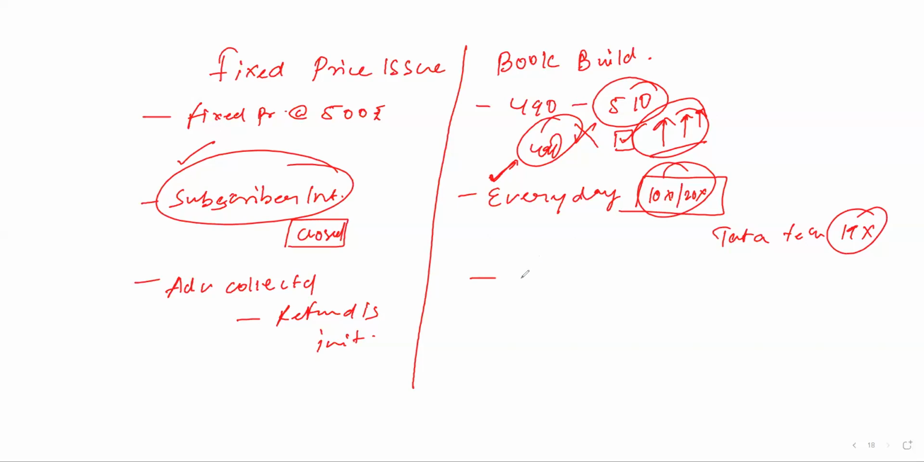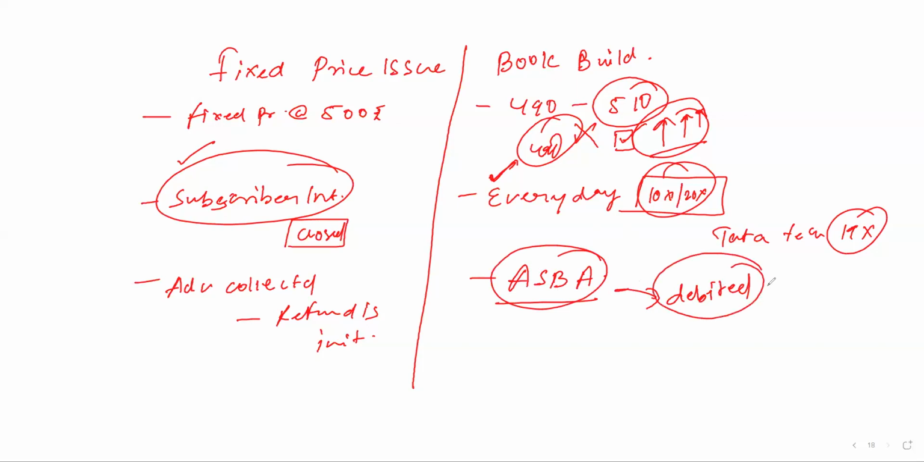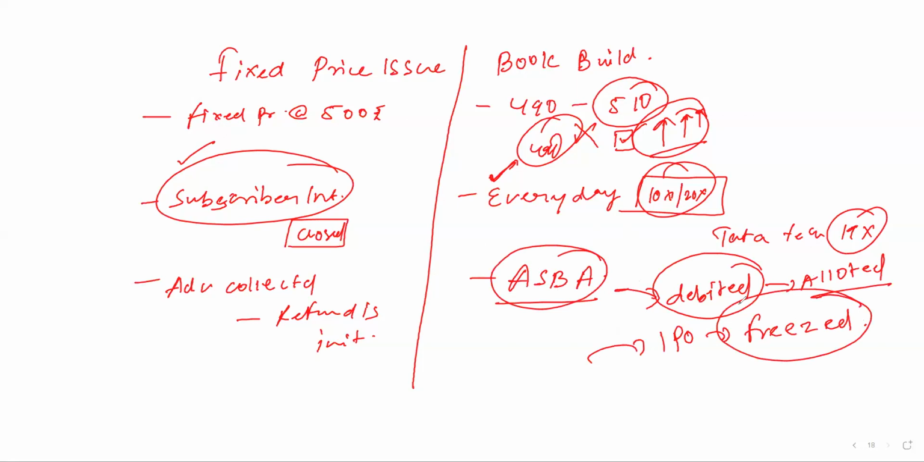Whereas here there is a process called ASBA, application supported through blocked amount, where the amount is not debited from your account until and unless you are allotted the shares. But once you have applied for the IPO, that amount is freezed. You cannot take out that amount, because if you were allowed to, once you are allotted the shares, you could take out the amount from your bank account, and you will have the shares and the company won't get the payment. So the amount is freezed. In case you are not allotted, this amount will be unfreezed.